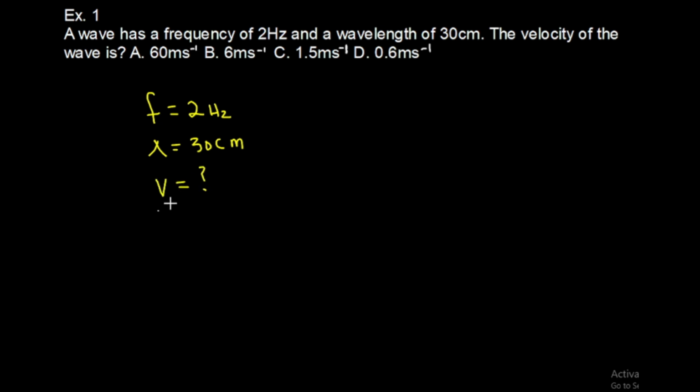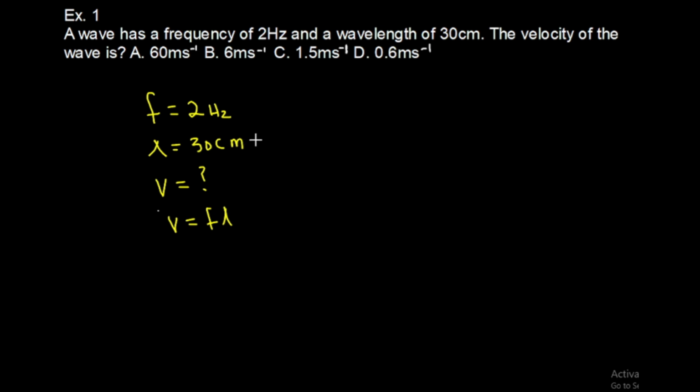Now, what is the formula that connects frequency, wavelength, and v? The only formula that has them is v equals frequency times wavelength. This is one of the formulas we derived previously. So we can just use this to calculate. But before we calculate, you realize that all the options here are in meters per second. There is no centimeters per second here.